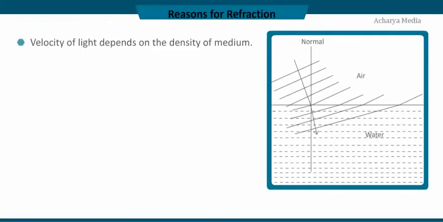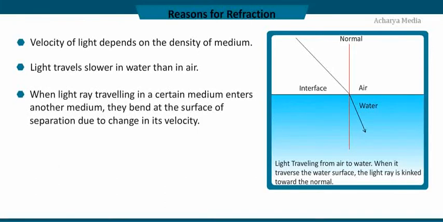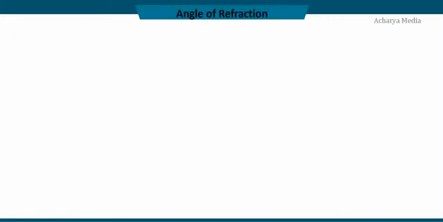Let us look at the reasons for refraction. Velocity of light depends on the density of the medium. The velocity of light in water is less than that of air. The reason is water is denser than air. Hence, light travels slower in a dense medium. When a light ray traveling in a certain medium enters another medium, it bends at the surface of separation due to the change in its velocity. That is, the velocity reduces when the light enters from a rarer medium to a denser medium. Now we will discuss the angle of refraction.